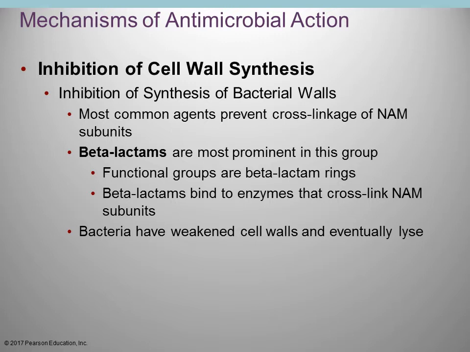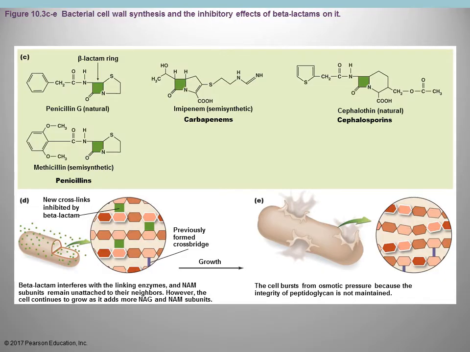So I said most of the antibiotics that do interfere with cell wall synthesis will interfere with the peptidoglycan component of it. Some of the cross linkages may be interfered with. Beta-lactams are a very huge group. They form what are known as the beta-lactam rings, and then they bind enzymes that will cross-link. But basically what's going to happen is the cell wall is going to be weakened, and eventually it's going to lyse. And this is showing the inhibitory effects of those beta-lactams.